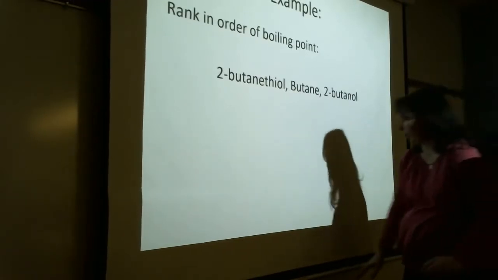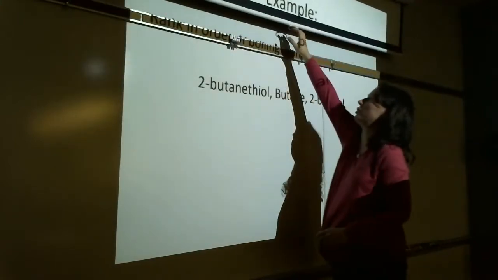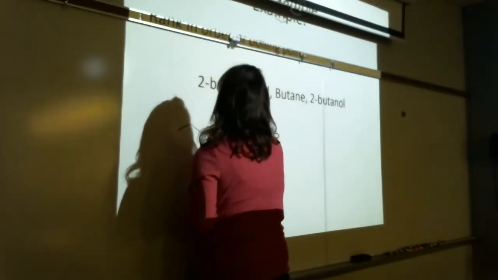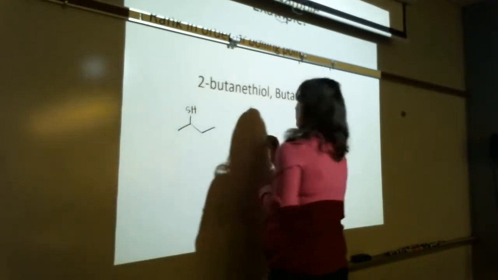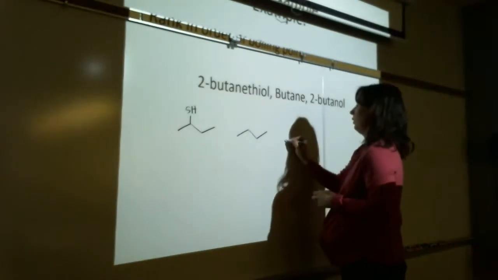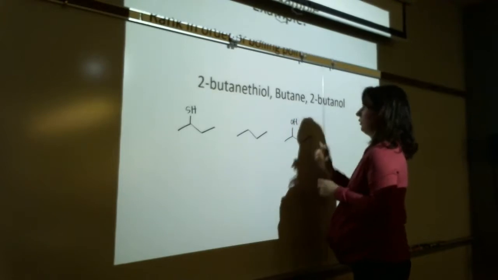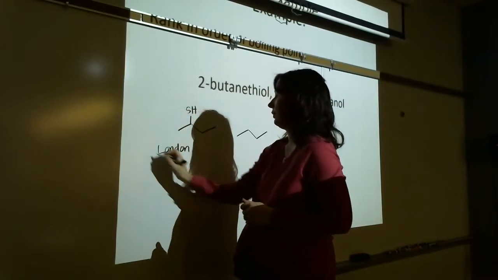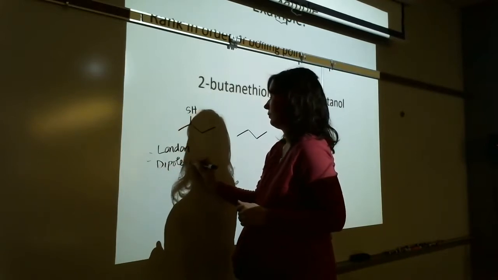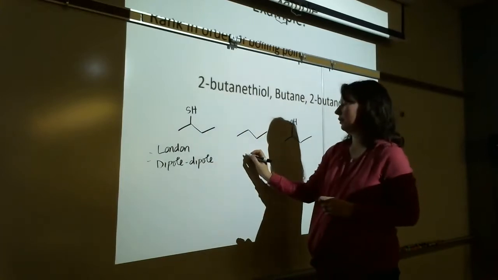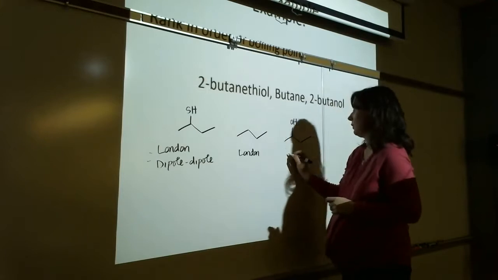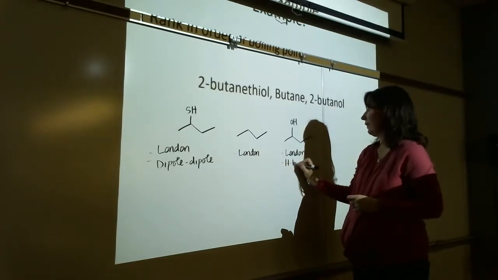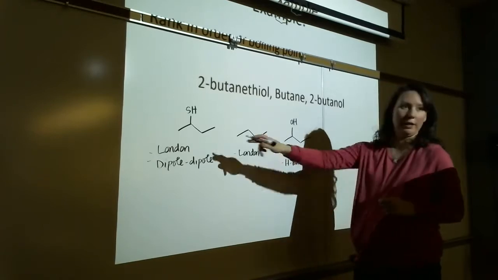I know we don't know how to name alcohols and thiols yet, but I'm just going to sketch the structure to make the point. Butane would be 4 carbons long, 1, 2, 3, 4. 2-butanethiol would be this. Butane, 1, 2, 3, 4, and 2-butanol, 1, 2, 3, 4. We already know how to name alcohols. What are the IMFs here? London and what? And dipole-dipole. And this one is London only. And this one is London. Anything else? Hydrogen bonding. And these are all comparable because they're all 4-carbon chains.